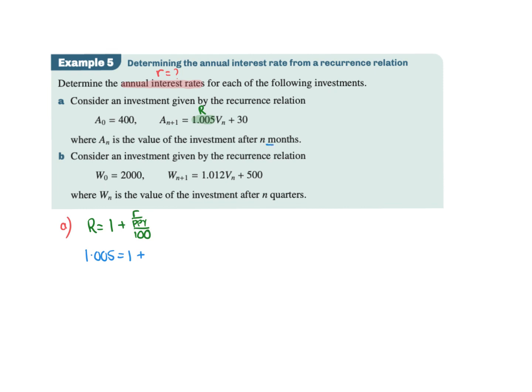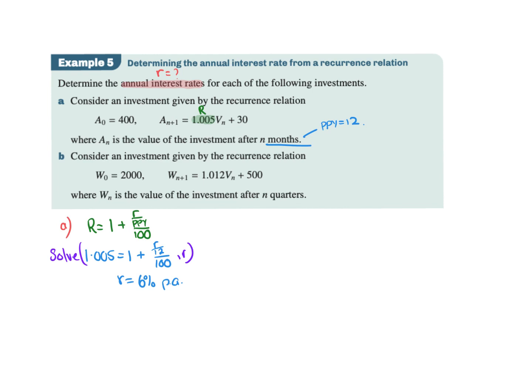Now this says after n months, so PPY equals 12. So I would do the rate over 12 over 100 and I can do that into my calculator, I can go solve, comma R. And I end up with a rate of 6% per annum. Okay? So you could do it like that.